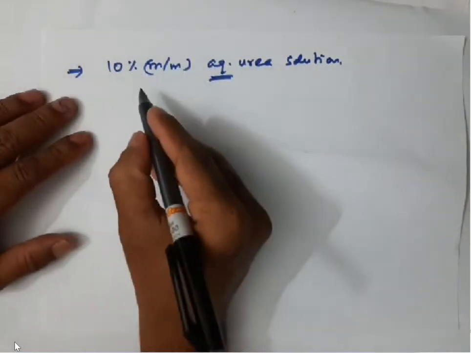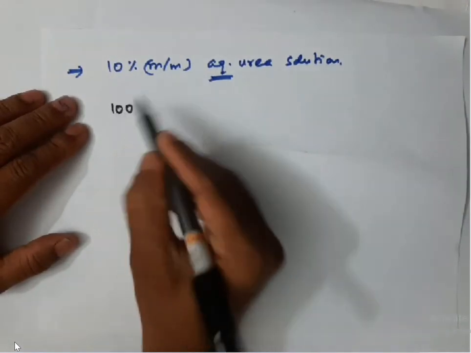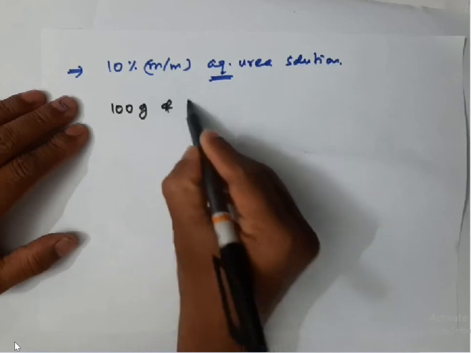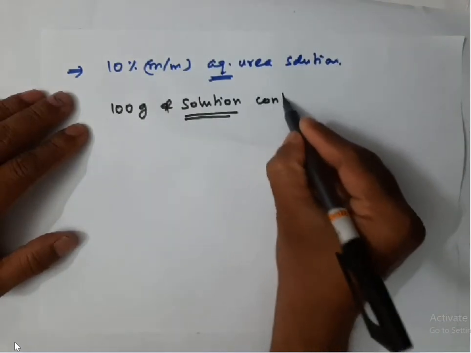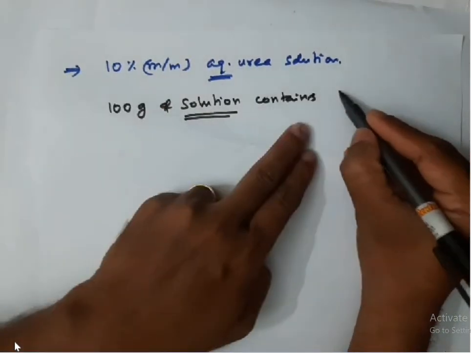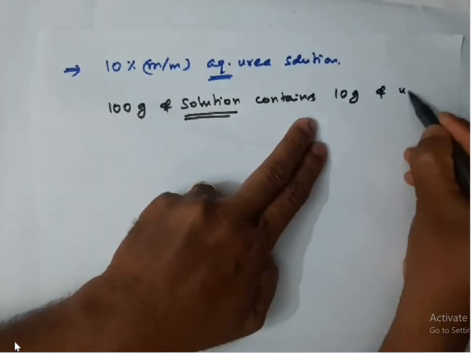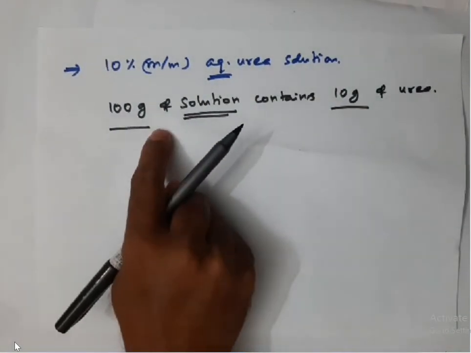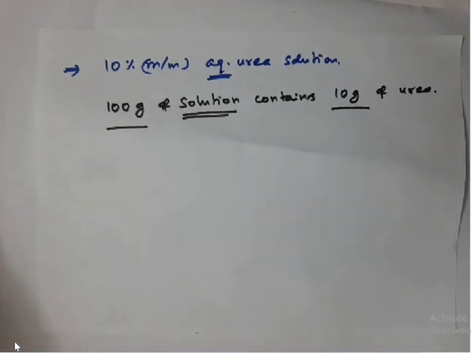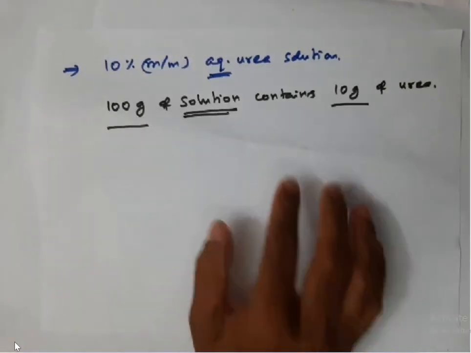Very good. Or you can also say 100 gram of solution contains 10 gram of urea. Both should be in grams. Your solute should be in gram, your solution should also be in gram, not solvent. Is this clear, students? Yes, sir. This is the meaning for 10% mass by mass solution.